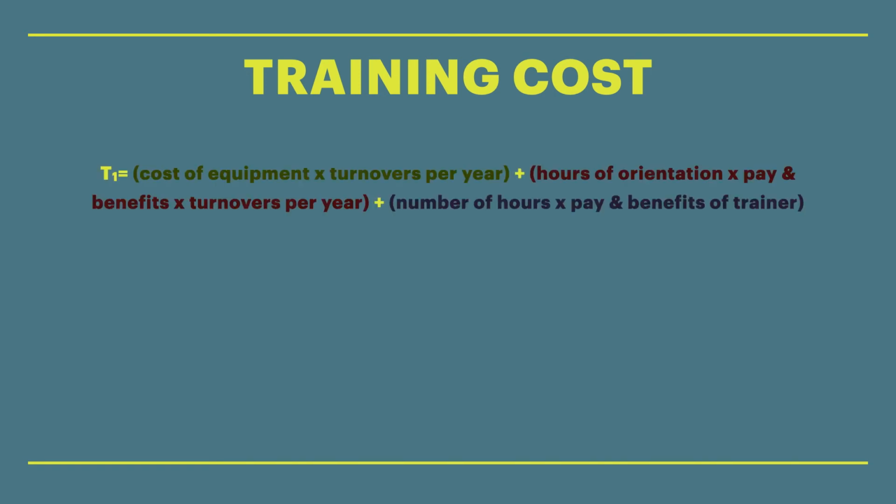The calculation will look like this. The cost of the equipment times the number of turnovers per year. We'll add that to the hours of orientation times the pay and benefits of the HR employee and the turnovers per year. Add that to the number of hours and the pay and benefits of the trainer.